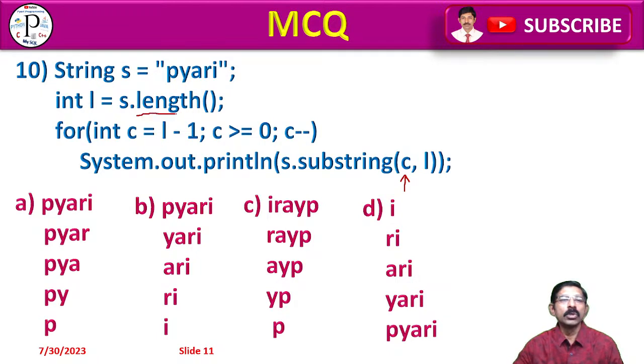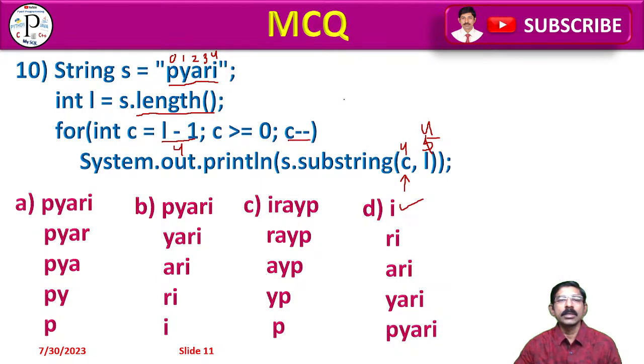The length function is used to give me the number of characters. That is 1, 2, 3, 4, 5. So it will give me 5. 5 minus 1, that is 4. So it will say that the C value is 4 and the length value is 5. 4 to 5, where 5 is excluded. If 5 is excluded, this becomes 4 to 4. So this is 0, this is 1, this is 2, this is 3, and this is 4. 4 to 4 means only one character, that is I.